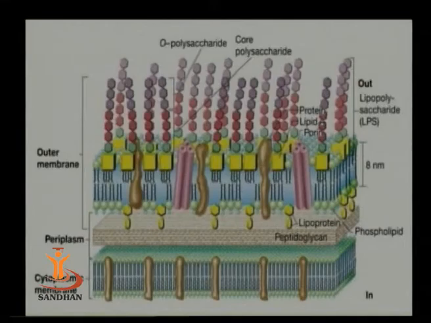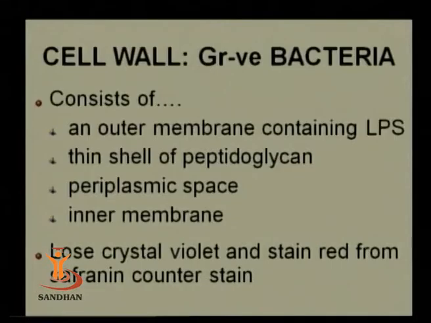Next slide. Yeah, this is again the same picture, but in more detail in a 3-dimensional view. You can see with the different colors the O polysaccharides, or even it is called O antigen, and the core polysaccharide. It is all the components of the outer membrane. So outer membrane is composed of LPS, that is lipopolysaccharide, phospholipid, proteins, and enzymes. Next slide. Yeah, this is the gram-negative cell wall: outer membrane containing LPS, thin shell of peptidoglycan, periplasmic space, and the inner membrane.